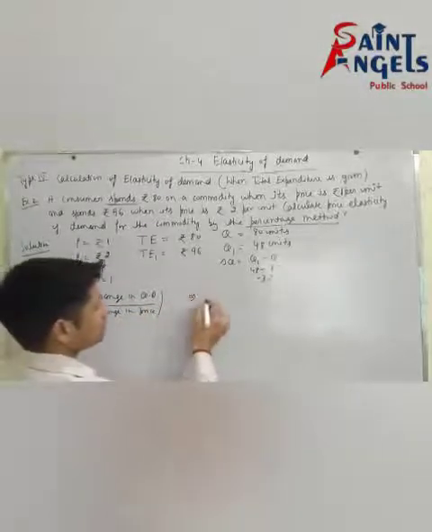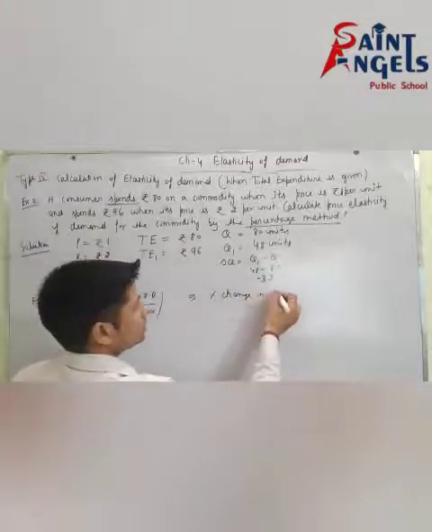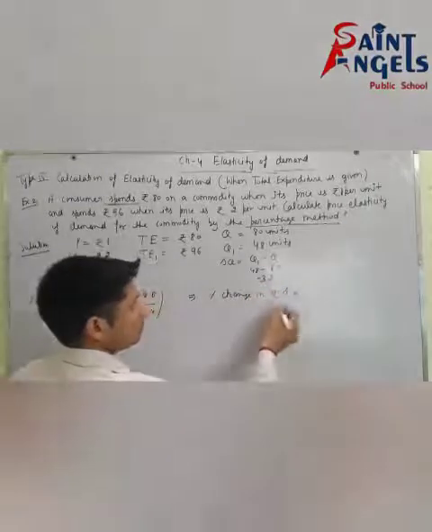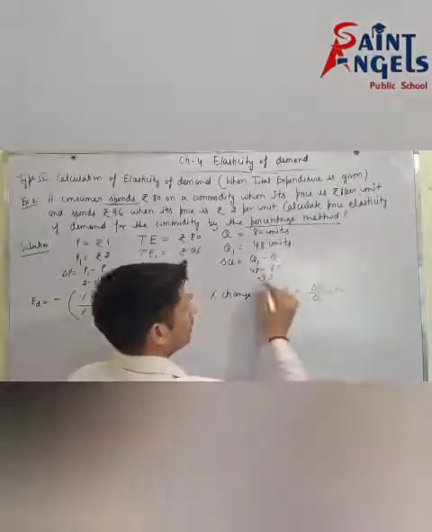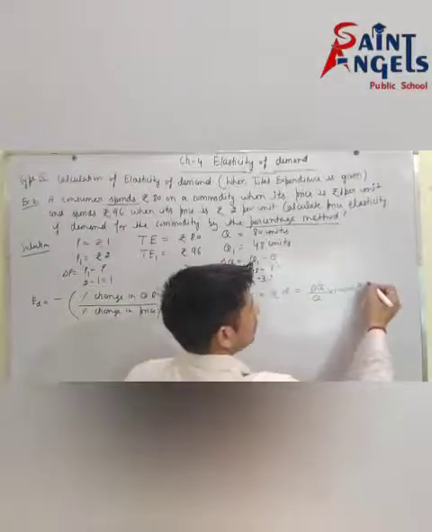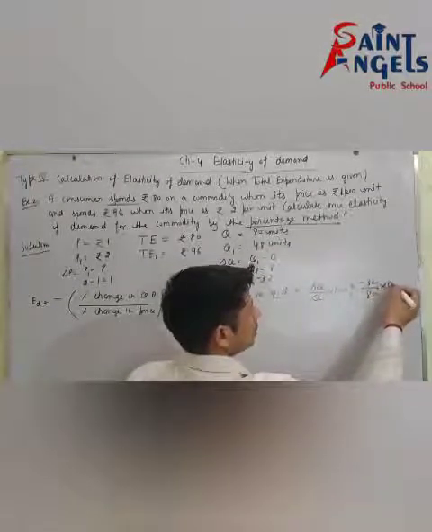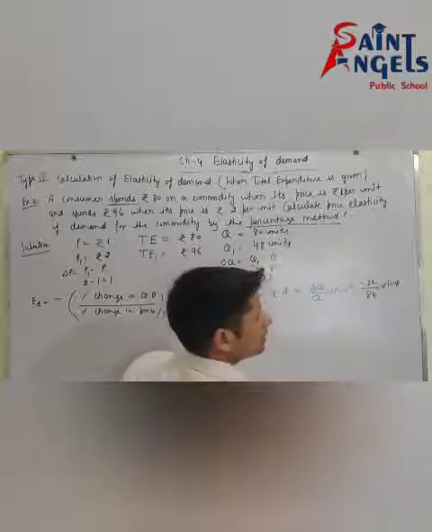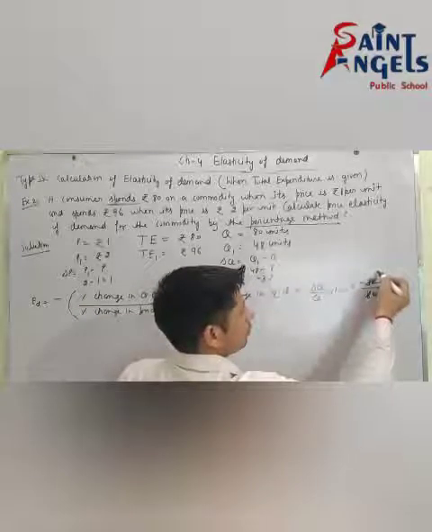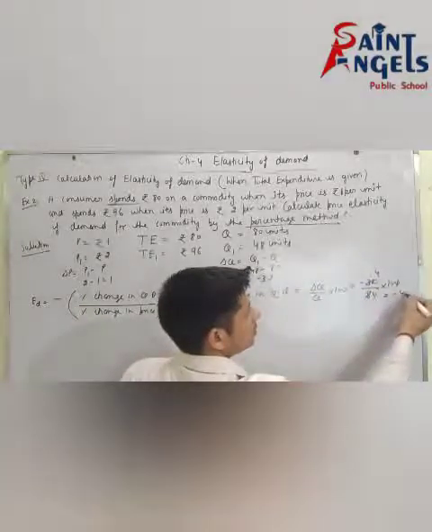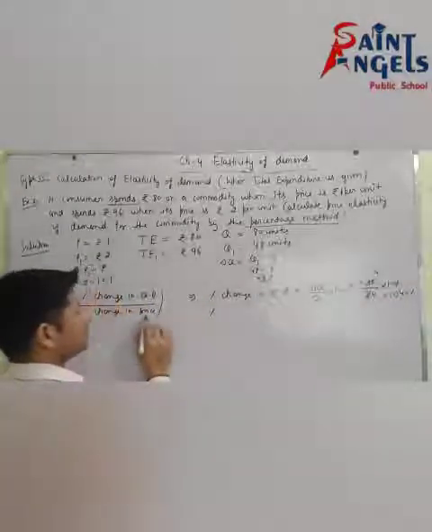See, percentage change in QD. What is the formula of this? Delta Q divided by Q into 100. Delta Q means minus 32, Q means 80, into 100. The 0 and 0 will be cancelled, and 32 divided by 8 is 4, and this is minus 40%. Minus 40%.